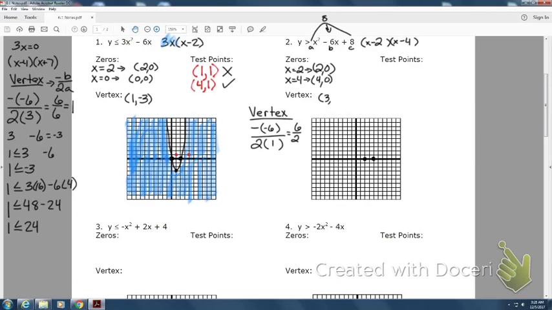Then I'll go in and plug 3 in for x. Three squared is 9. -6 times 3 is 18. And then I've got +8. And all that comes out to -1.